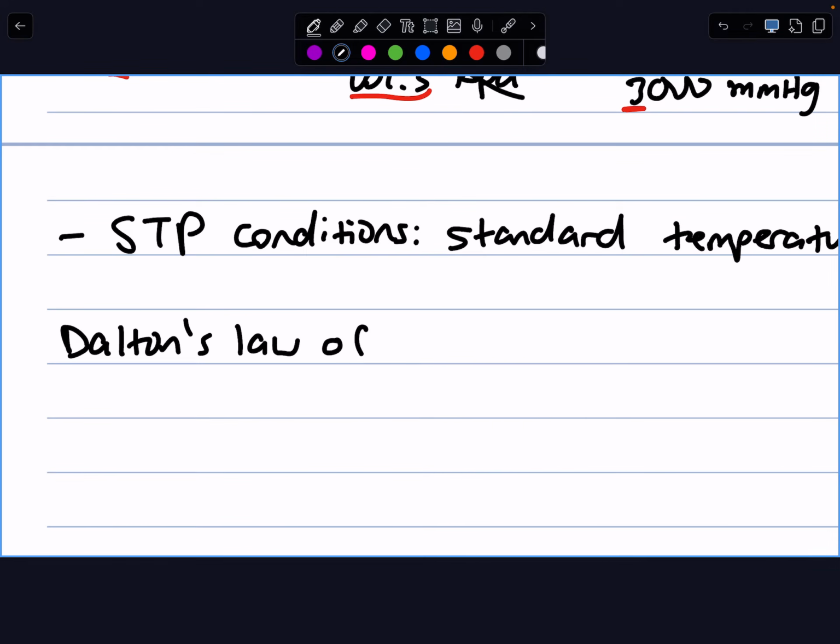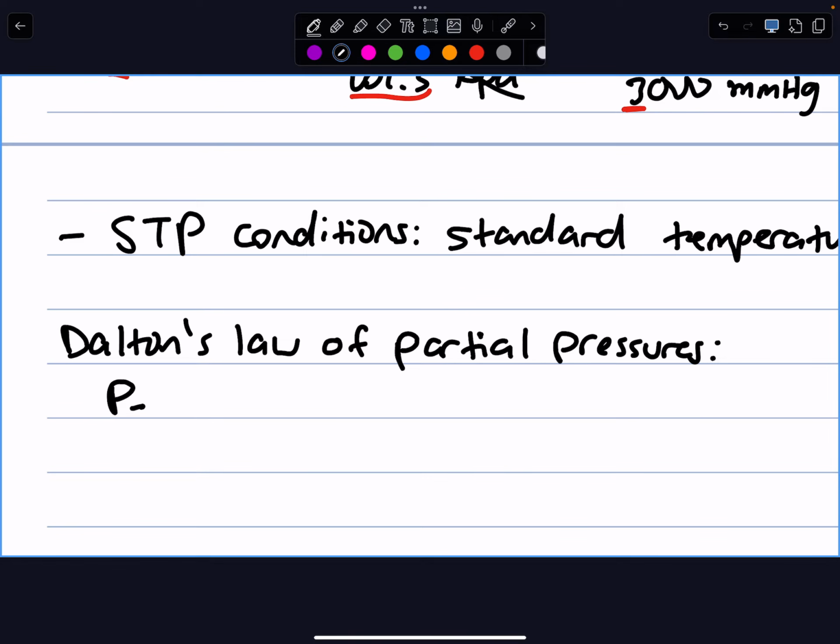Dalton's law of partial pressures. Oh, there's 5 parts, right? No, no, that's the kinetic. Yes. So total pressure is equal to partial pressure 1 plus partial pressure 2 plus partial pressure 3, etc., etc.